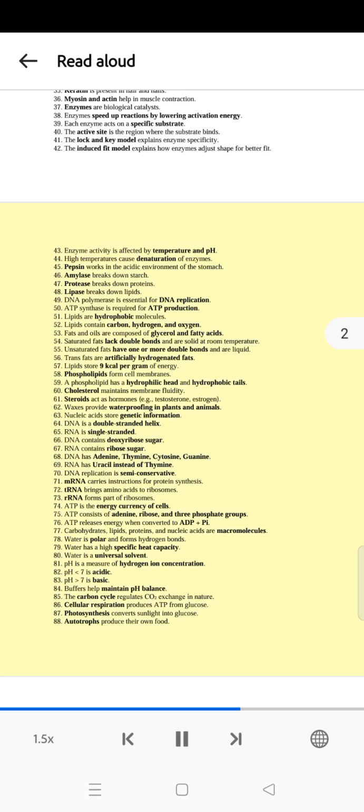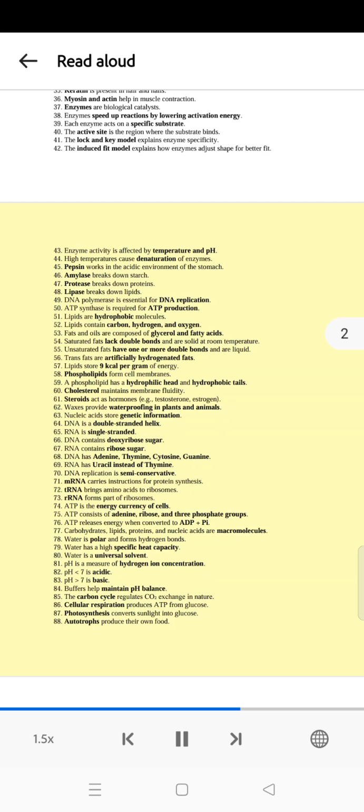Saturated fats lack double bonds and are solid at room temperature. Unsaturated fats have one or more double bonds and are liquid. Trans fats are artificially hydrogenated fats. Lipids store 9 kilocalories per gram of energy.